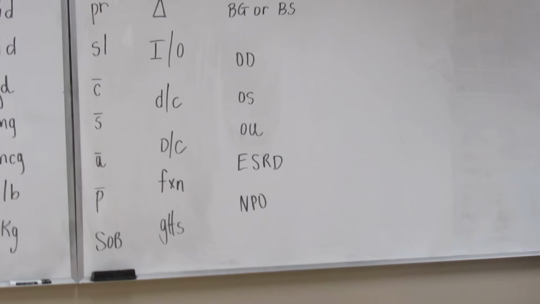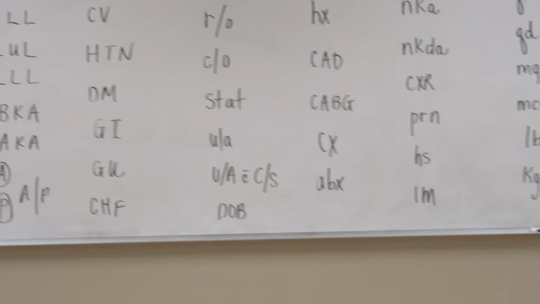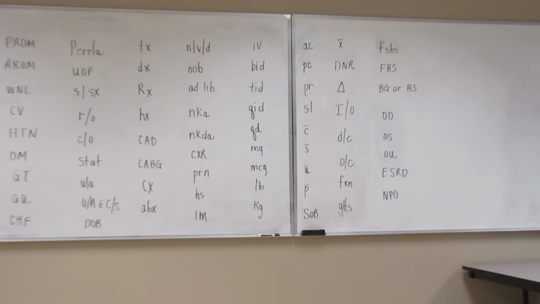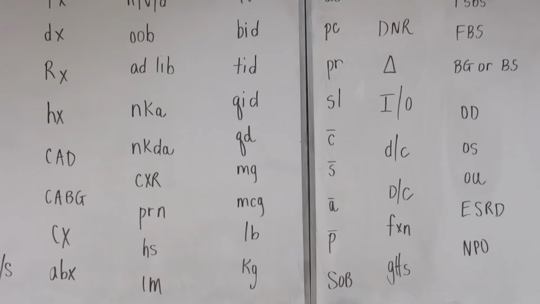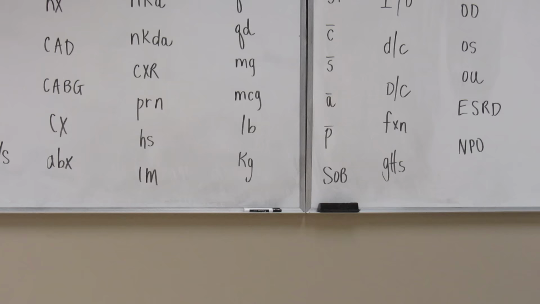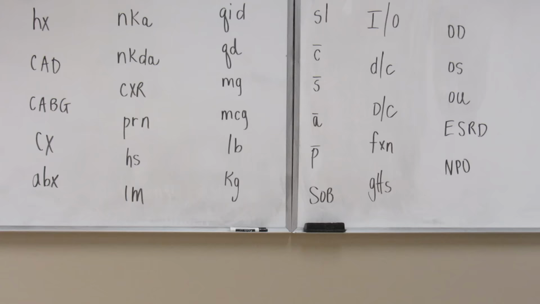Moving on down the list, CXR is chest x-ray. PRN stands for as needed. HS is hour of sleep. IM is intramuscular. Moving on down, IV is intravenous. BID is twice a day. TID is three times a day. QID is four times a day. Q-day is QD. Next is milligram. MCG is microgram. And then we have pound and kilogram lining out the bottom of the list.